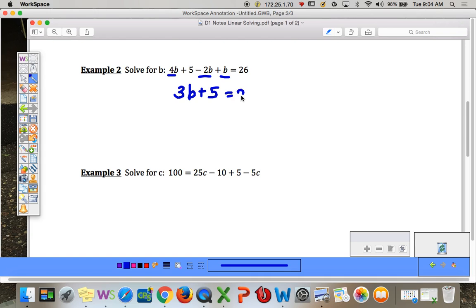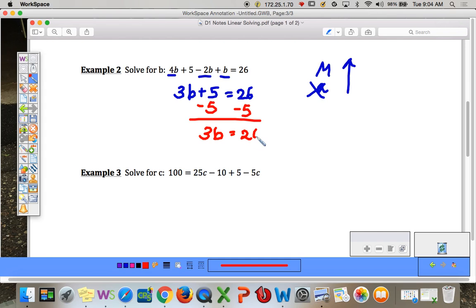Plus 5 equals 26. After we combine like terms, we look at order of operations. Here we have multiplying and adding. So we're going to go opposite order of operations, get rid of adding first by subtracting 5 from each side. We get 3b equals 21. And we get rid of the multiplying by dividing. Divide each side by 3. So b will be 7. Again, you can check your answer by plugging back in and making sure both sides equal 26.